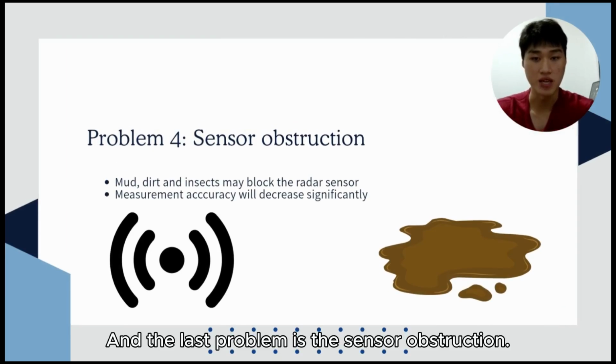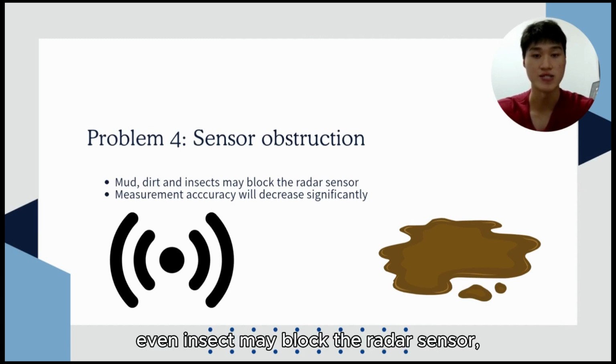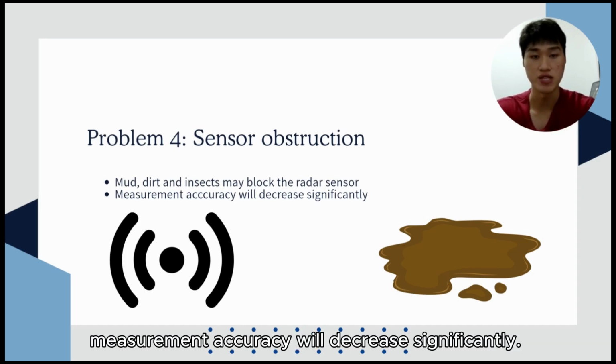And the last problem is the sensor obstruction. For example, mud, dirt, and even an insect may block the radar sensor. And when the sensor is blocked, the measurement accuracy will decrease significantly.